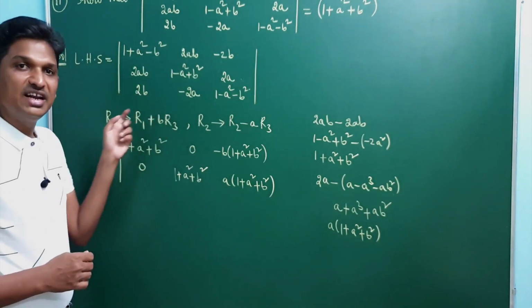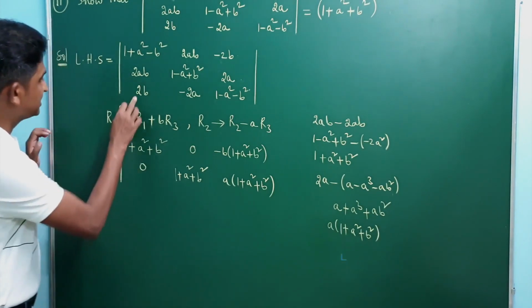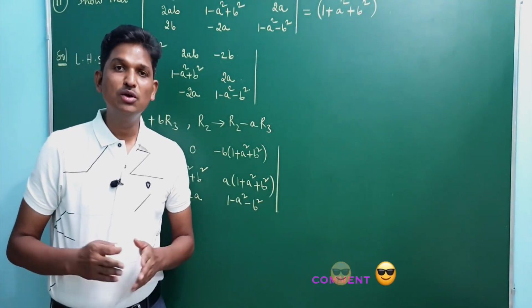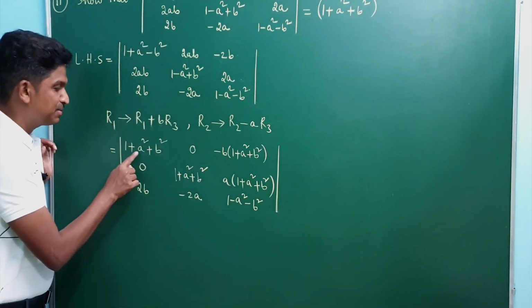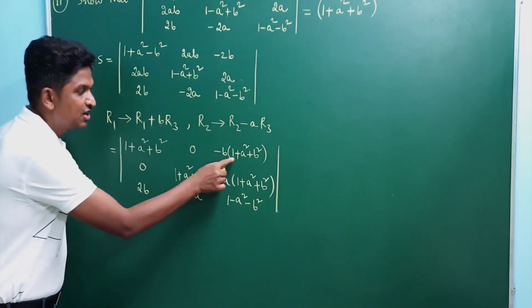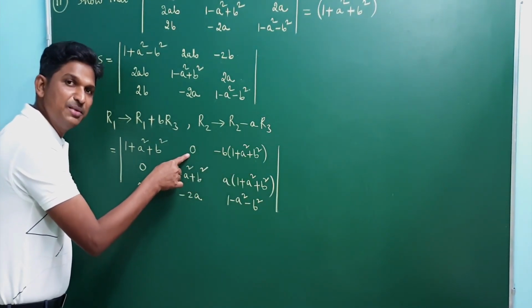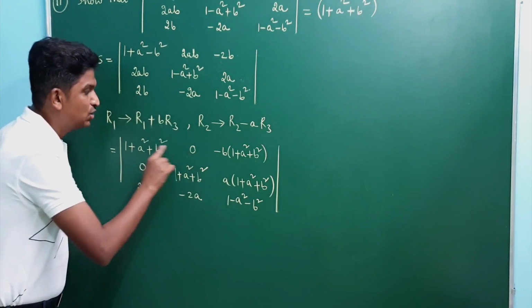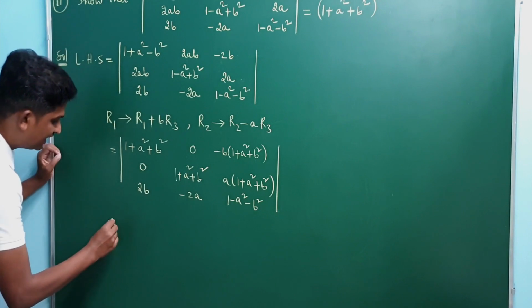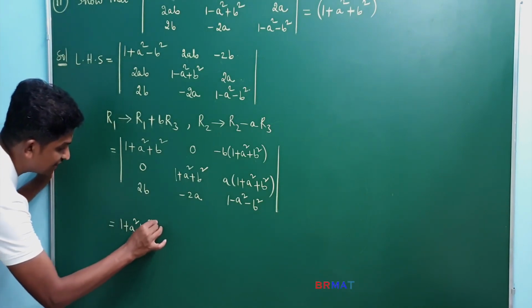Now, any changes in R3? No changes in R3, so I'll write R3 as it is. Do not worry, from now onwards everything is going to be easy. You observe the first row. Here 1 plus a square plus b square is there. Here also 1 plus a square plus b square is there. This 0 I can imagine as 0 into 1 plus a square plus b square. So from the first row, I can take 1 plus a square plus b square common. So I am taking that common.